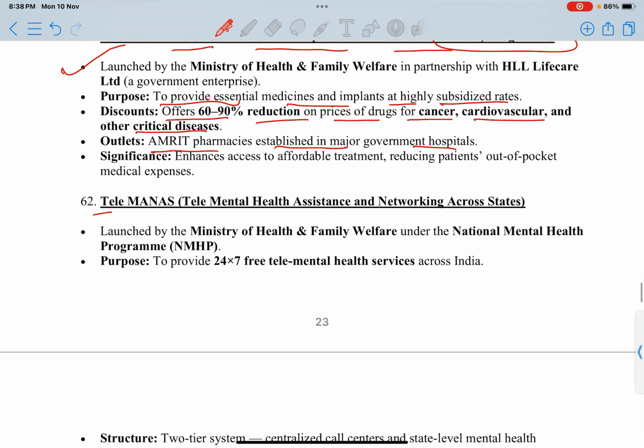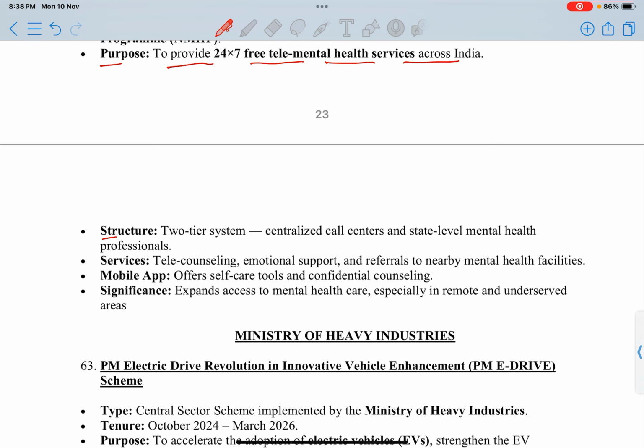Next, Tele-MANAS, Tele Mental Health Assistance and Networking Across States. Launched by the same department. Purpose: to provide 24 into 7 free tele mental health services across India. Structure: two-tier system, centralized call center and state level mental health professionals. What are the services they provide? They provide telecounseling, emotional support, and referrals to nearby mental health facilities. The mobile app offers self-care tools and confidential counseling.